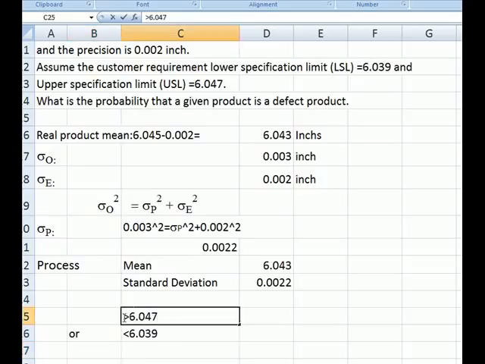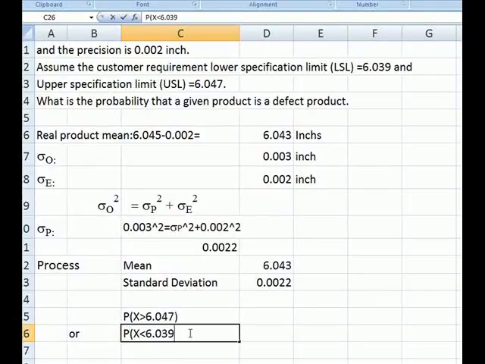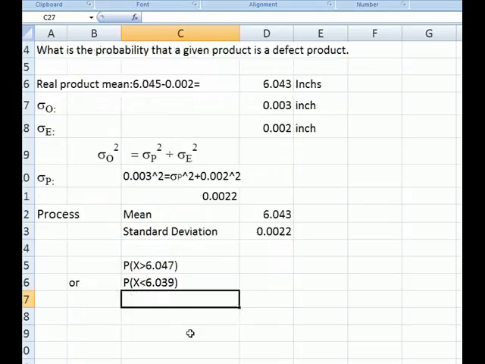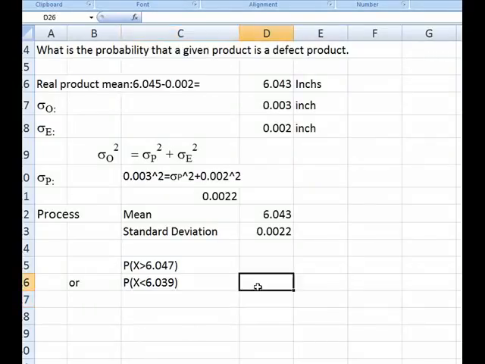So what is the probability of a measurement greater than 6.047, and what is the probability of a measurement x less than 6.039? How to find that? Excel has a function called normal distribution function. We can apply that function directly. So let's do the second one first.